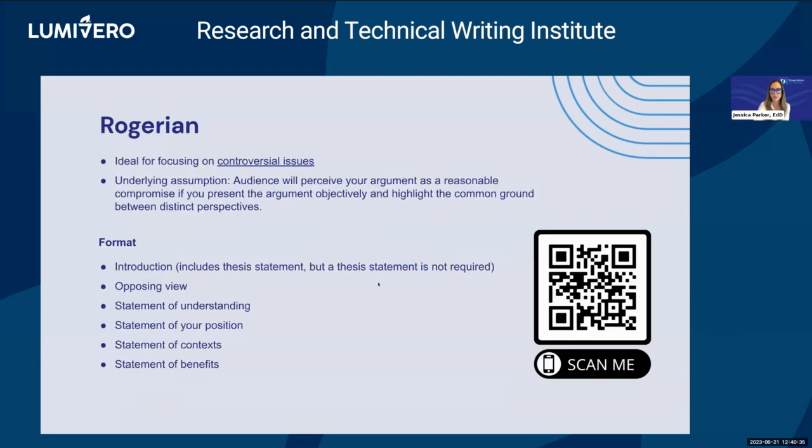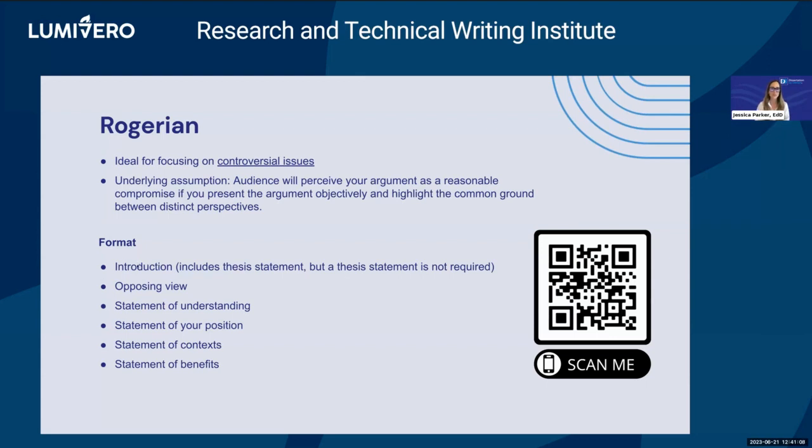I know we're running out of time, so I'll go through these. Rogerian is for focusing on controversial issues. So perhaps next week you're writing about a topic that would be appropriate for the Toulmin method. This week, maybe you're writing about a controversial issue, so you decide to use the Rogerian method. The underlying assumption for this method is that the audience will believe that your argument is reasonable if you present it objectively and highlight the common ground between different perspectives.